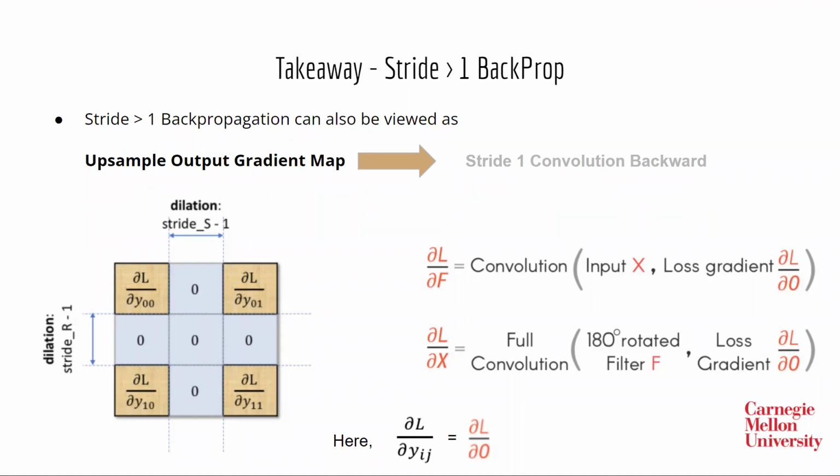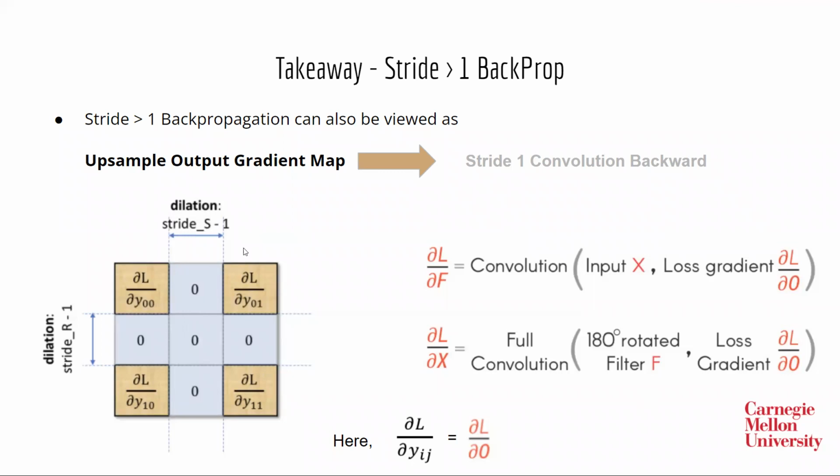So in the back propagation case, you will have to add back the elements. You will have to do something like upsampling. That's what we would want you all to experiment with in the homeworks as well. So we can visualize the backprop of stride greater than 1 as upsampling the output gradient map with stride minus 1 rows and columns, and then doing the stride 1 convolution backward, which would just be this.